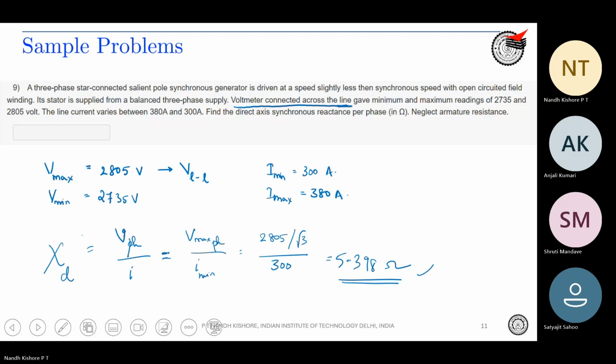Sir, I think V minimum by I maximum will give us the quadrature axis reactance. Correct, correct. Yeah, you're right. So that's what I wanted to tell.